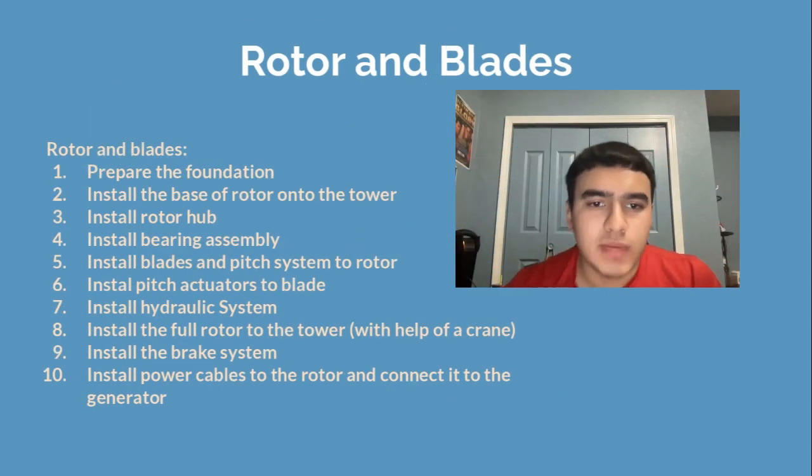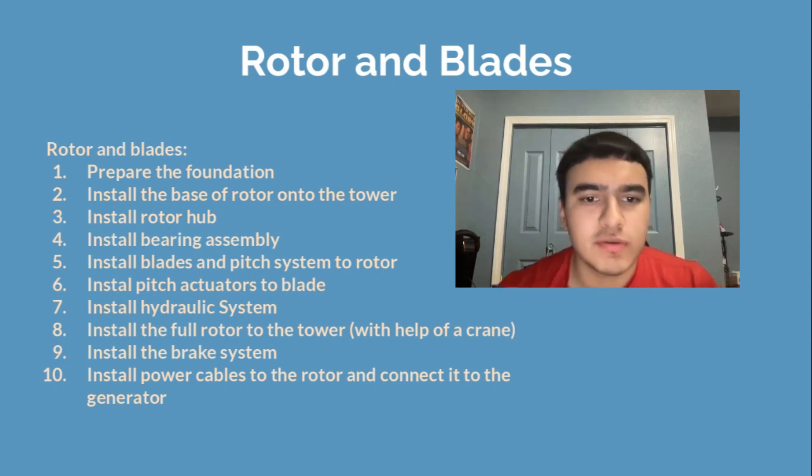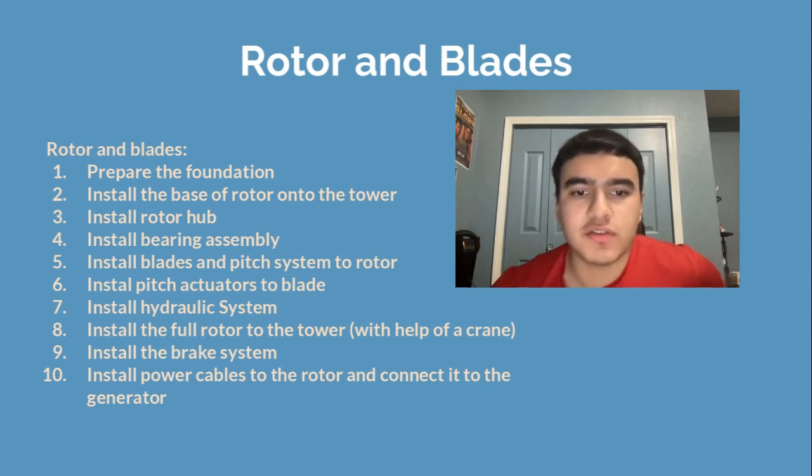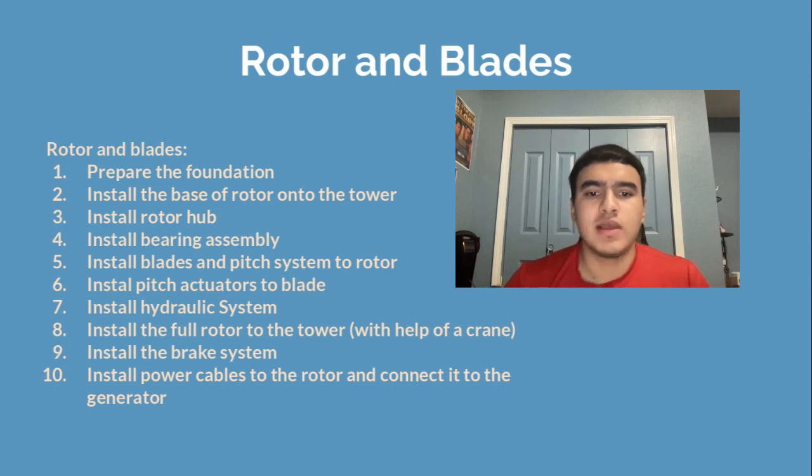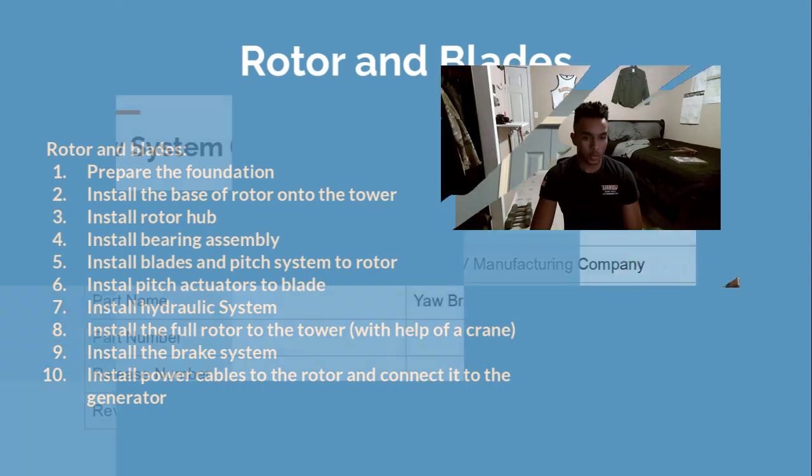So for the manufacturing plan, in order to create these, we must first prepare the foundation, then install the base of the rotor onto the tower. Once this is done, we install the rotor hub, install the bearing assembly, then install the blades and pitch to the rotor. Once the pitch is installed, we can now install the pitch actuators to the blade, install the hydraulic system, install the full rotor to the tower, and now we can install the brake system and install the power cables to the rotor, and then install those power cables to the generator.